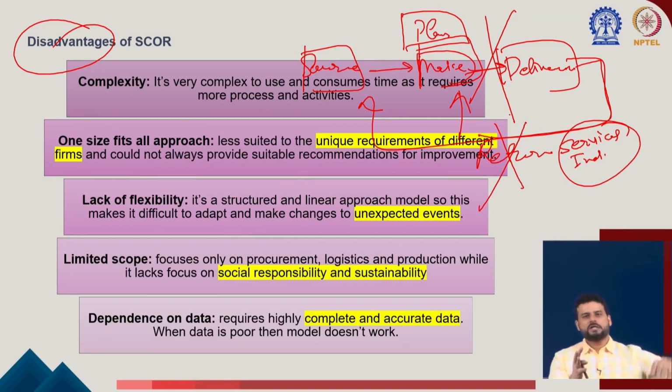Sourcing also: sometimes a product you can source, but services you cannot prepare half-way before reaching the customer and then deliver. Whatever services you are manufacturing will happen in the presence of the customer only, right? So this is the very basic limitation: the SCOR model cannot be applied as it is to the services industry.